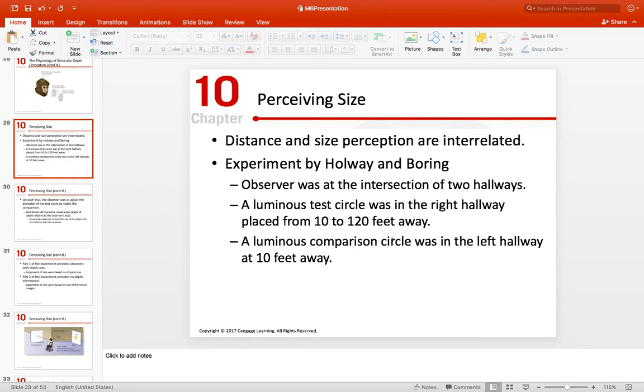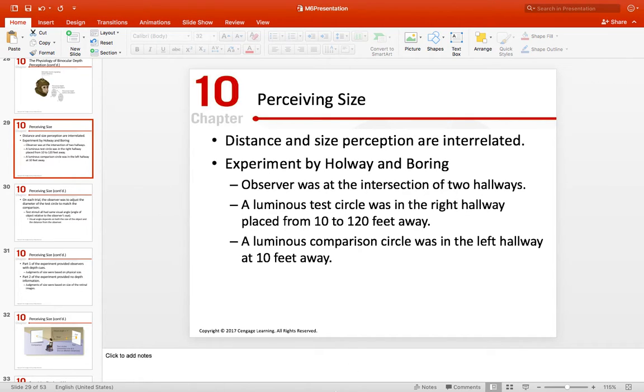We understood back then that distance and size perceptions were interrelated, and they wanted to understand in a little more detail how exactly they interrelated. How does our estimation of an object's distance affect how big or small we think an object is? They were also aware of something called the visual angle, which is explained in your book.